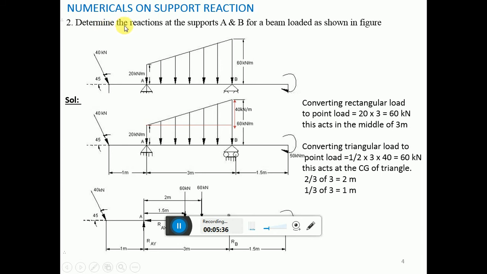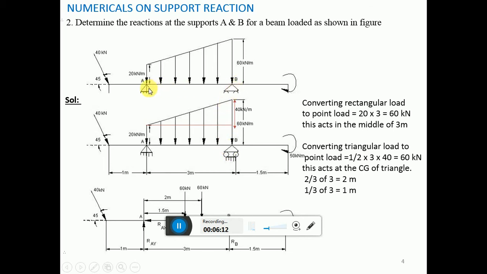Next, determine the reactions at the supports A and B for a beam loaded as shown in the figure. There is a 40 kilonewton point load acting here. There is a UVL, uniformly varying load, trapezoidal in the figure, and there is a hinged support and a roller support over here. Actually this is hidden here. This is also a roller support acting here.